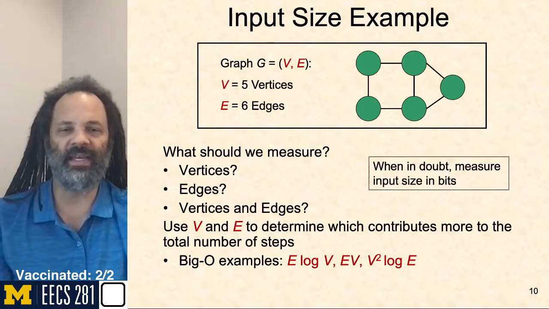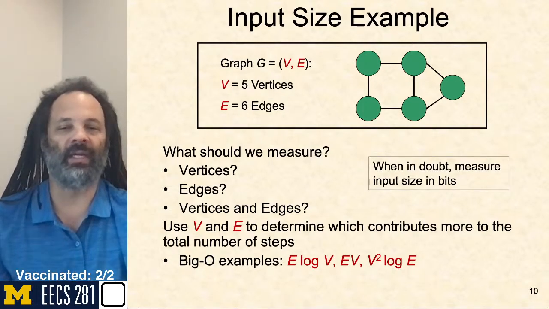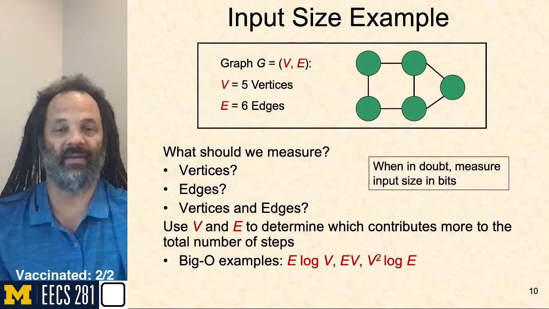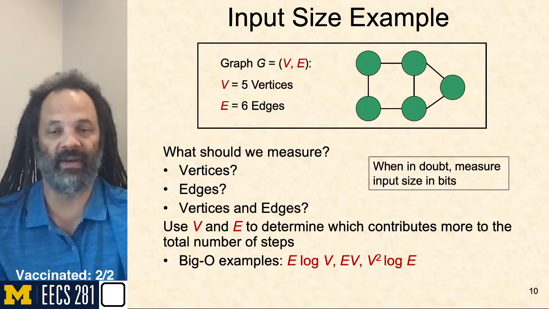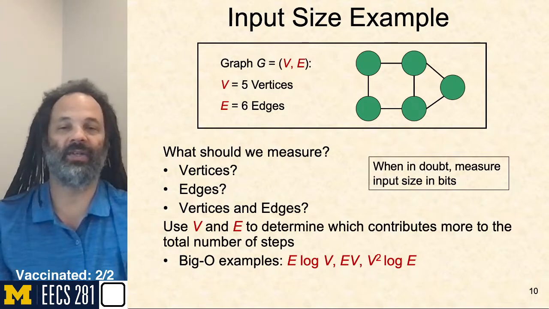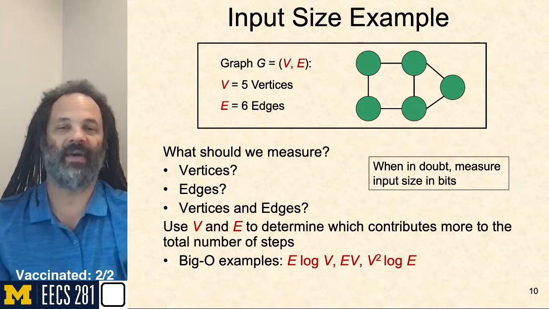So we'll use V and E to determine which one contributes more to the total number of steps, where V is the set of vertices and the magnitude of V is the number of vertices, and E is the set of edges and the magnitude of E is the number of edges that we have. So it's going to depend, when we get into graphs, on what type of algorithm we're doing.